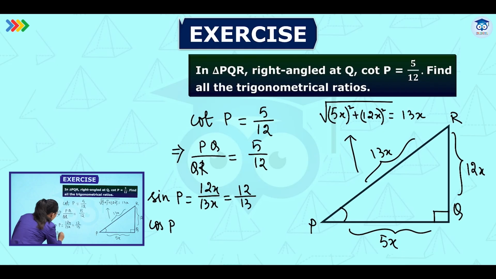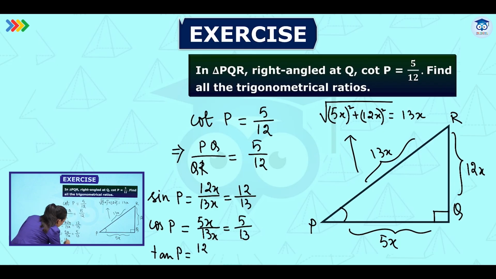Then we have cos P, that is adjacent upon hypotenuse. So 5x upon 13x, that is 5 upon 13. So you know cot, so you can directly define tan, it's just the reciprocal of it. So it becomes 12 upon 5. Otherwise, you can check the figure and calculate 12x upon 5x, and you will get the same value. And then we have cosec, the reciprocal of sin, that is 13 upon 12. And then we have sec P, that is 13 upon 5. Like that, we can calculate the remaining trigonometrical ratios if you know one.